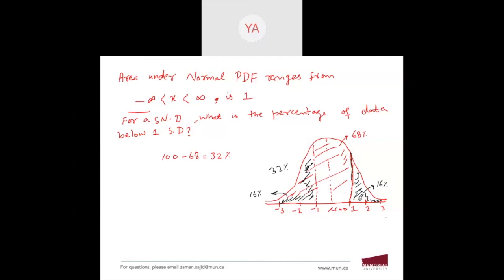So I need to find out the percentage starting from 1 standard deviation. So it will be 68%, which is the area with this one, the red one, and then the black one, which is the 16%. So your answer is the 84%. So this means, how do you interpret this? 84% of your data lies below the 1 standard deviation.